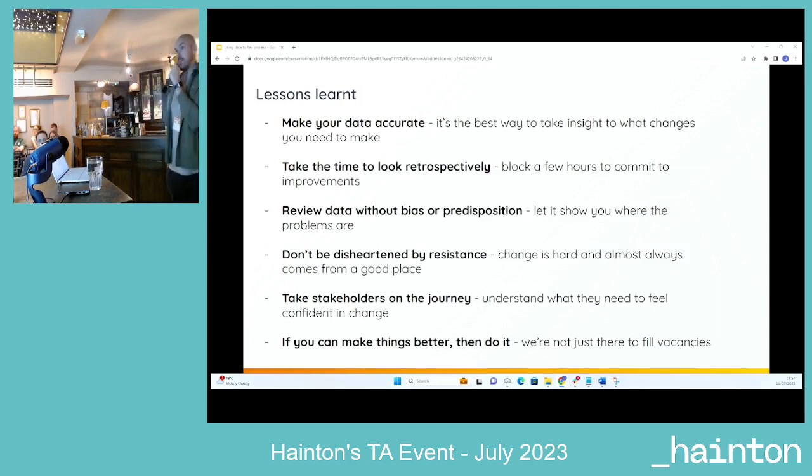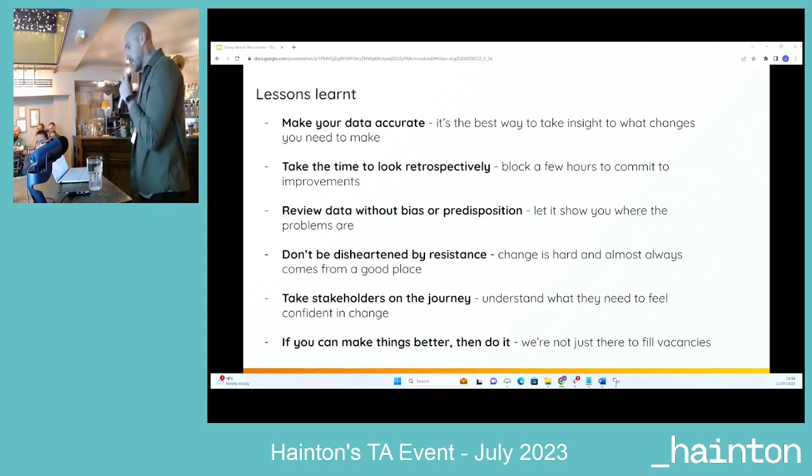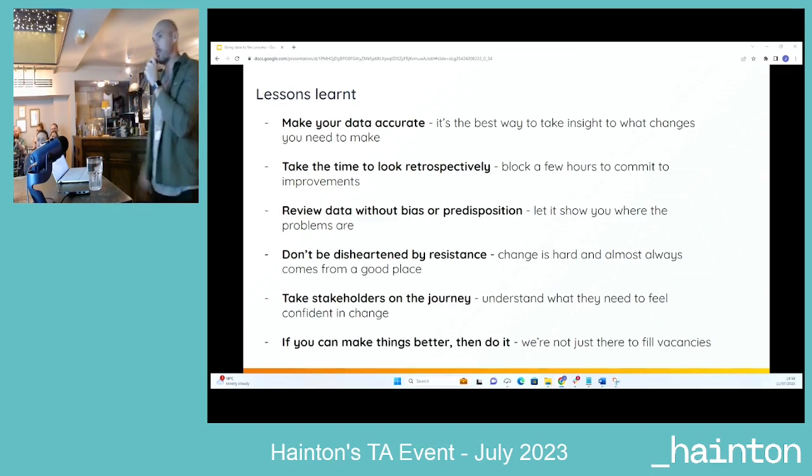So in terms of lessons learned and what we took away, the first one is make sure that your data is accurate. The best way to take insight and to make any decision is to make sure that the data you've got is accurate. I would caveat that. I think it's way more important to have a broad set of data rather than 5 really detailed data sets. It's much more important to have, say, 25, 50, or 100 where you can take insight from.